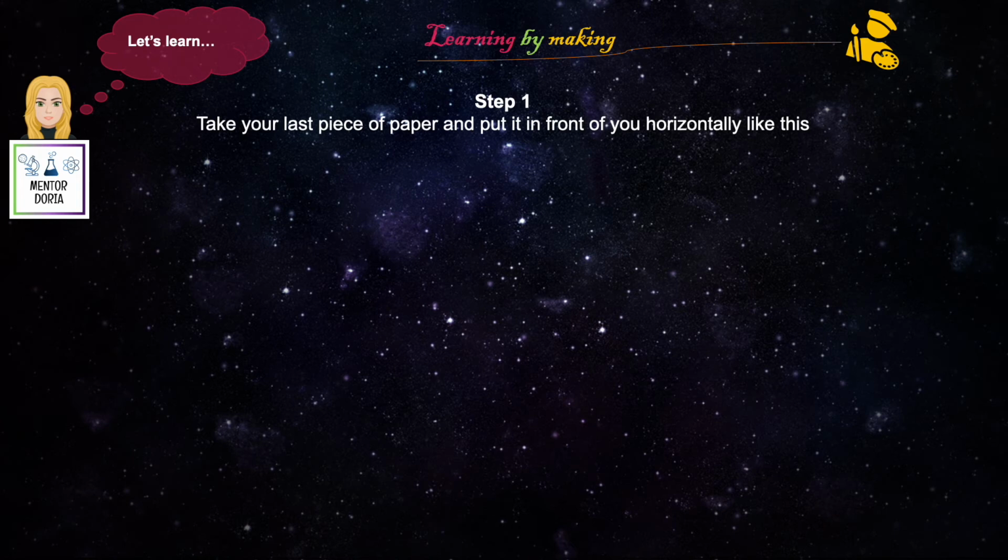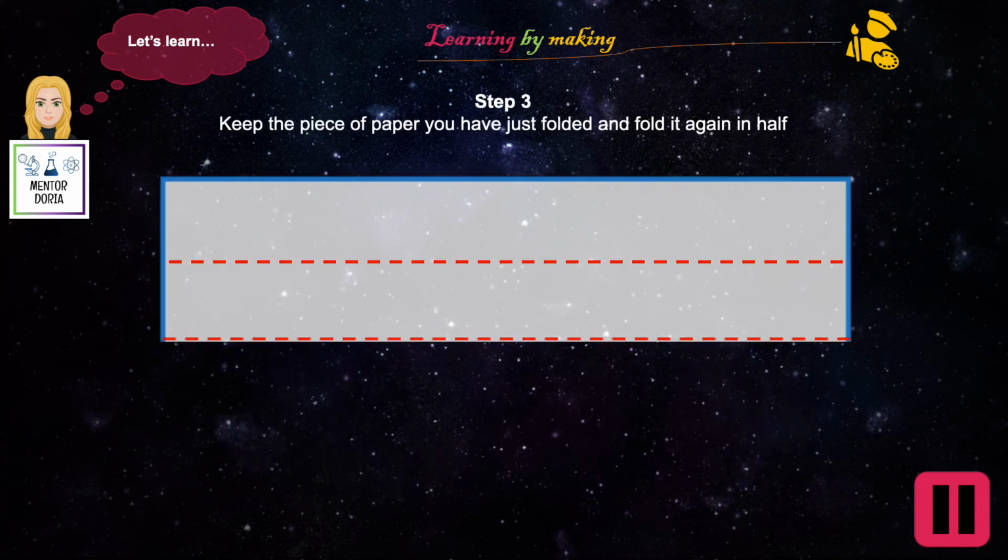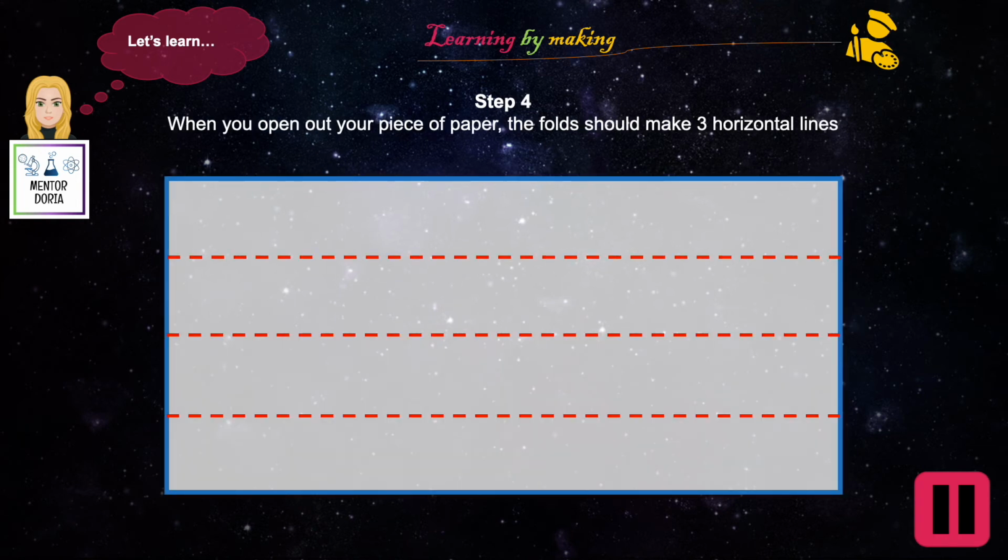The next step is to grab your last piece of paper and put it in front of you horizontally like this. Fold your piece of paper in half, like along the dotted line. Keeping your piece of paper folded in half, fold it again in half, like along the dotted line on the screen. When you unfold your piece of paper, you should see 3 horizontal lines going across the page that gives you 4 different sections to your paper, like this. Take some time now to double check that this is what your piece of paper looks like.